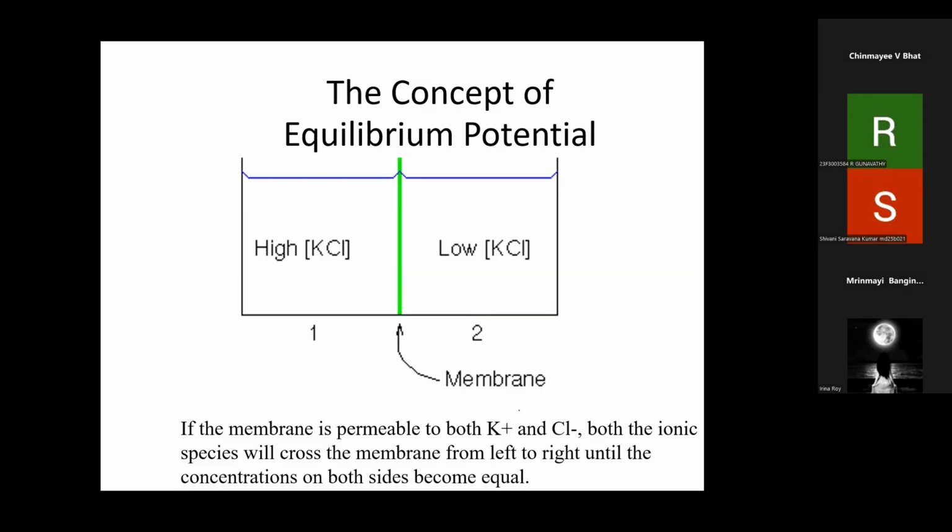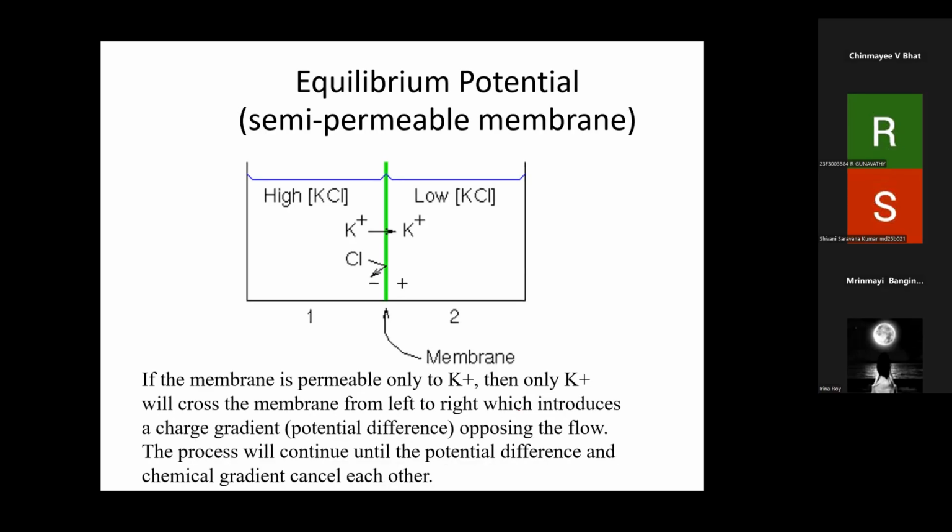If the membrane is permeable to both the potassium and chloride, then both these ionic species go from left to right, and this flow keeps on going until the two concentrations become equal. So nothing interesting happens at the end, and this whole thing becomes uniform and homogeneous. But consider what happens when the membrane is semi-permeable.